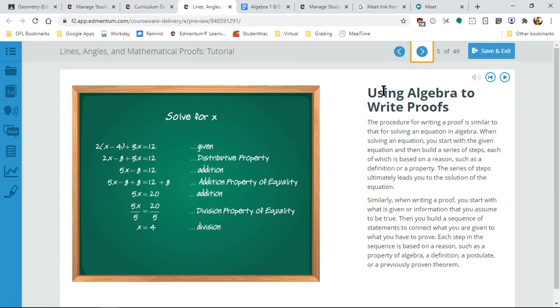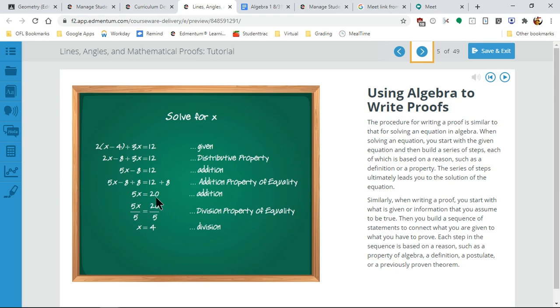So, for example, this is our given statement. When we do this next step, we're saying this is our next statement. Why are we allowed to do that? Because of the distributive property. Then we're combining our 2x and our 3x to become 5x. Why are we allowed to do that? Because of addition. Addition lets us do that.